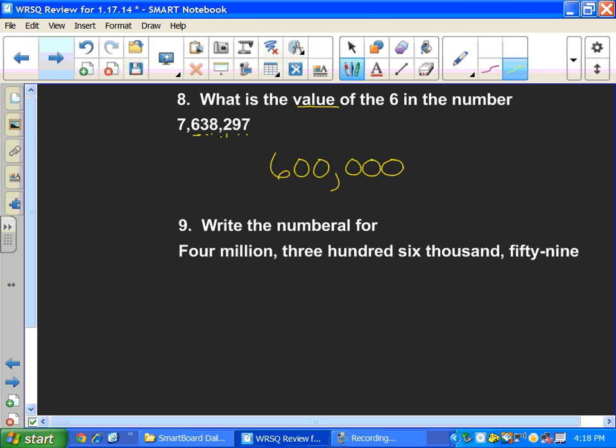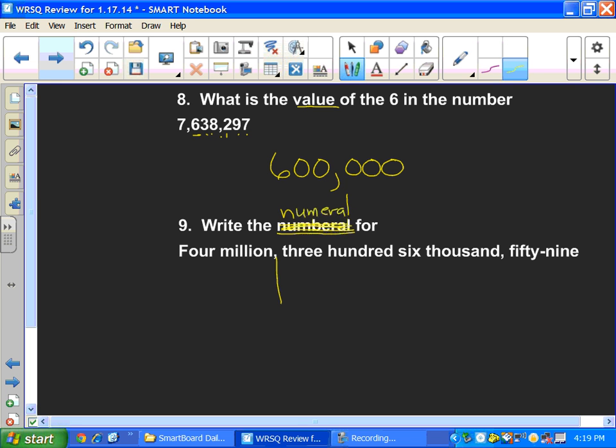All right, moving on. Write the, oh wow, write the numeral. That sure is not right, is it? I made a DOL error. This should say numeral. Write the numeral for 4,306,059. Write that and then come back and check it.